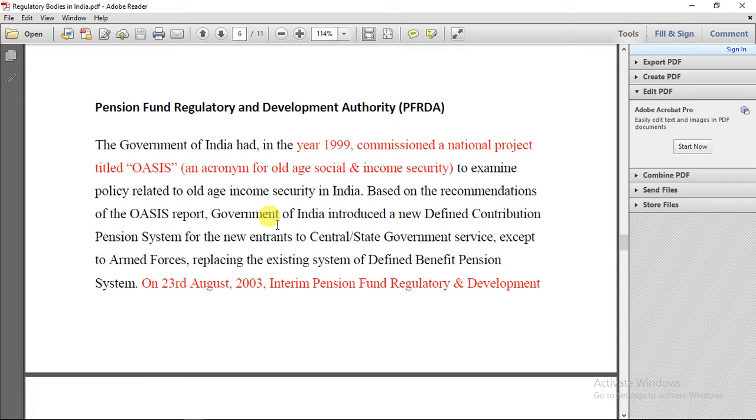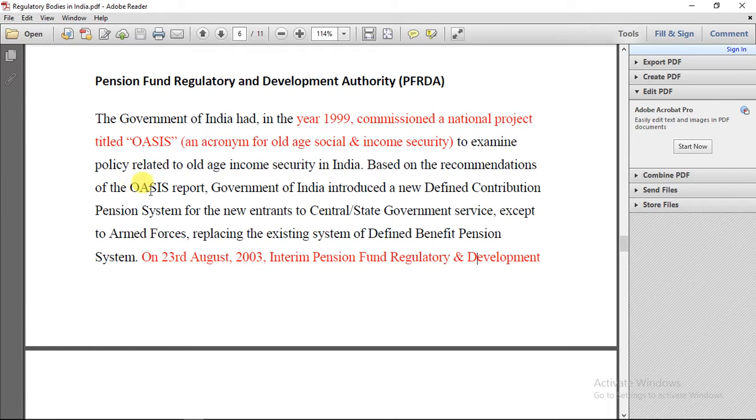Okay, now the next one is the Pension Fund Regulatory and Development Authority. The Government of India had in the year 1999 commissioned a national project titled OASIS. This is important. OASIS, that is Old Age Social and Income Security, to examine policy related to old age income security in India. Based on the recommendations of the OASIS report, the Government of India introduced a new defined contribution pension system for the new entrants to central or state government service, except armed forces, replacing the existing system of defined benefit pension system.